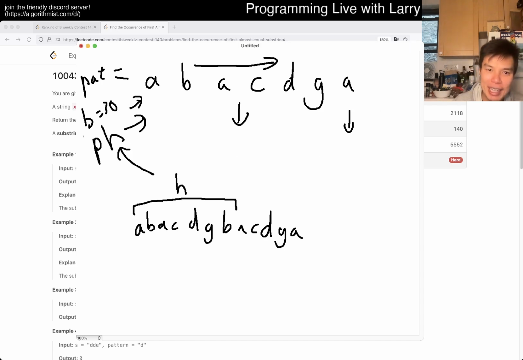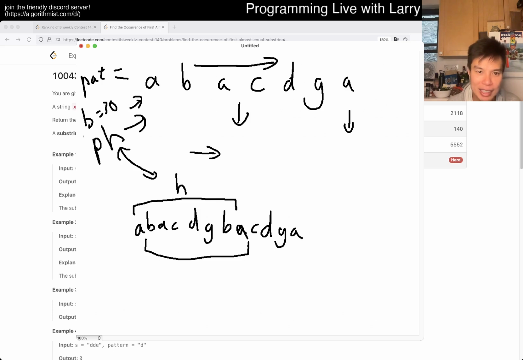So if pH is equal to h, then we're done, right? The idea behind the sliding window is that now we slide one to the right if it's not. Sorry friends, I wish I could change colors, but it's not changing for some reason. But then now you have here.